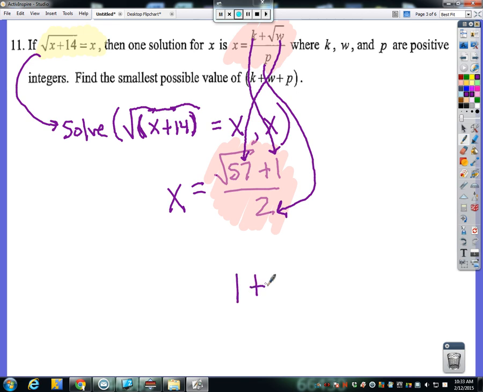Now, just keep in mind, we don't want to take the square root of 57. They said we want the w, which is the number underneath the square root. So 1 plus 57 plus 2 makes for a grand total of 60, and that's the answer.